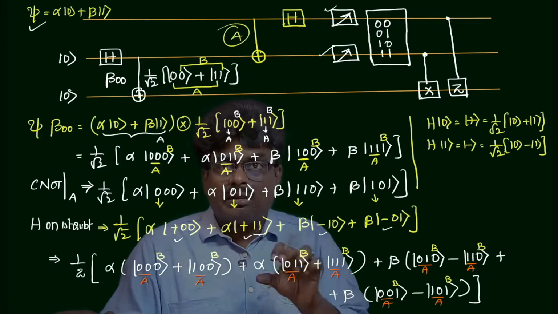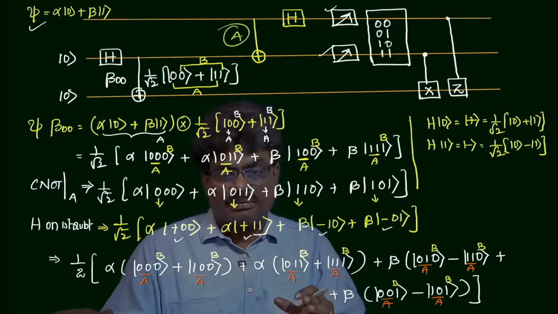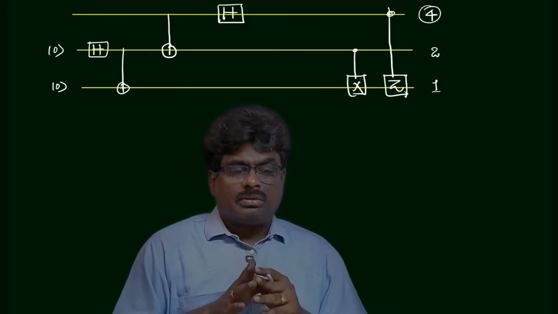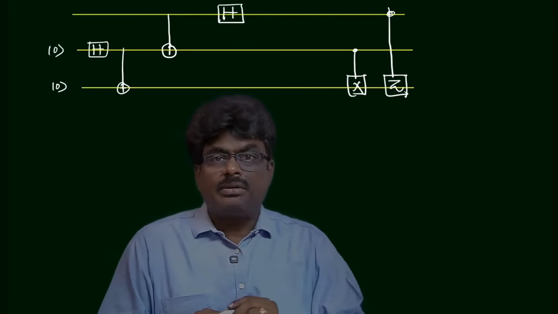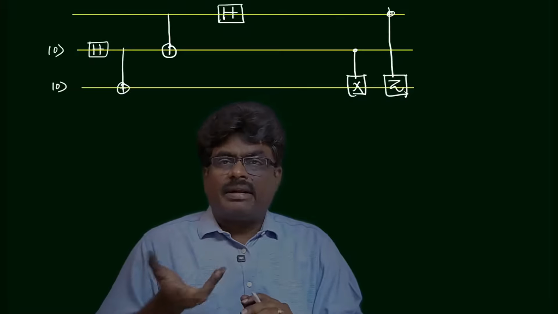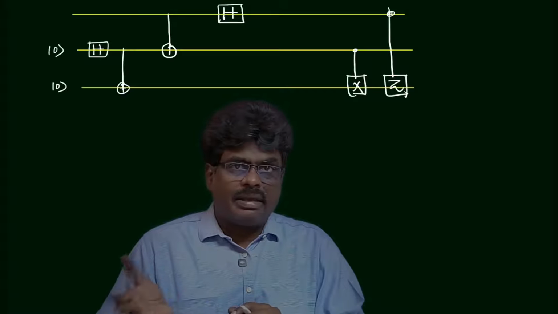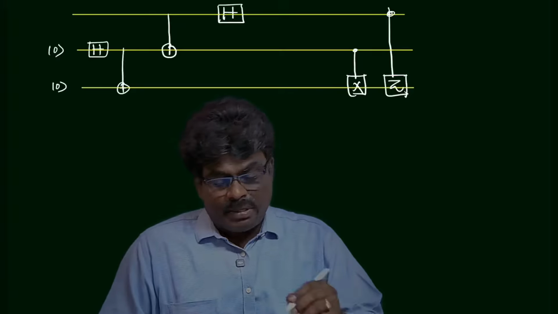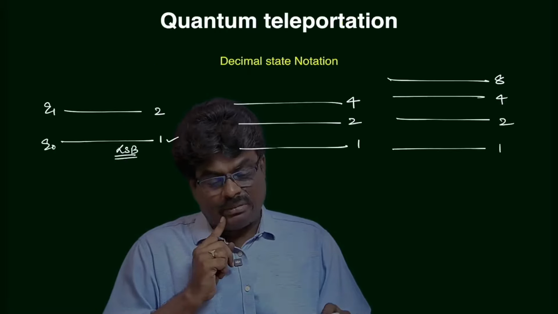We are going to solve this quantum teleportation circuit by using decimal state notation. Here I have taken this quantum circuit. This is just an alternate way. If you are interested, you can proceed with this. Otherwise, I have already explained the binary notation. So 3 qubits are there. First, let me explain one more time what this decimal notation is.